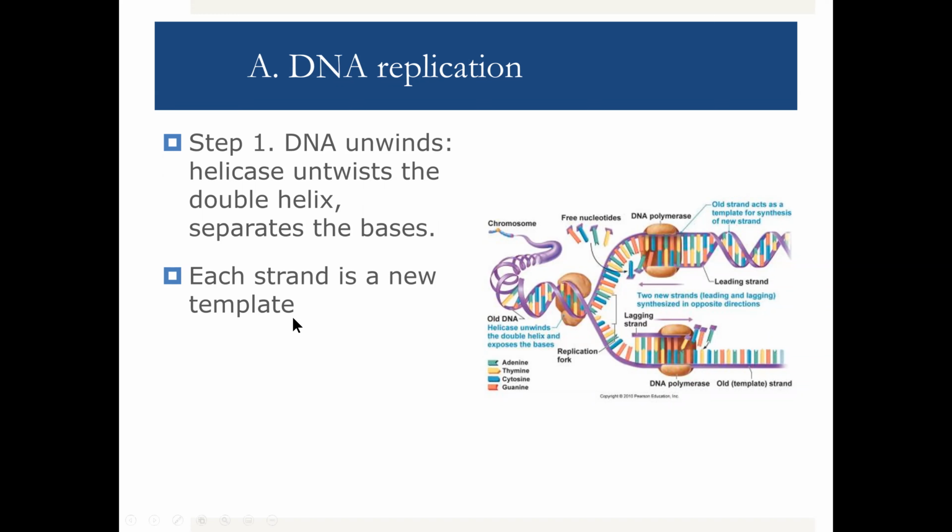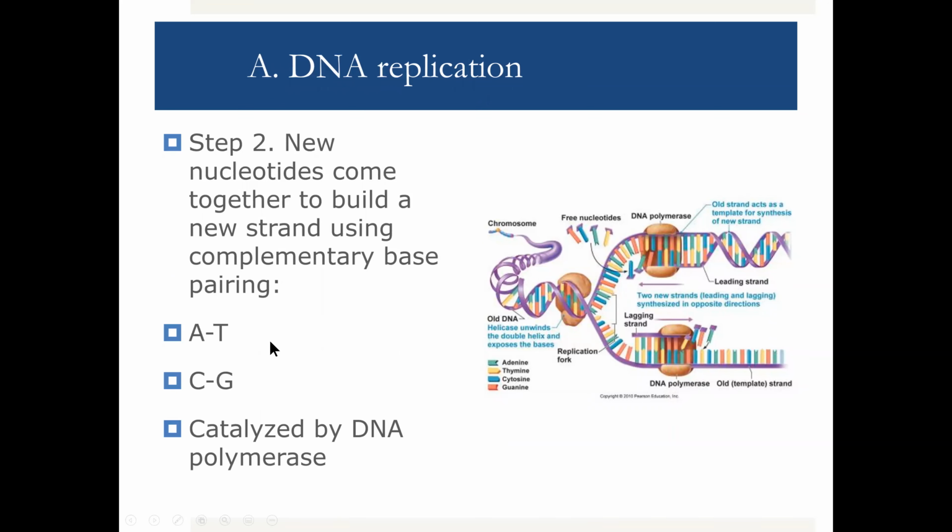So the DNA unwinds, the helix untwists, and it separates the bases. And we're going to pair the bases. So if we separated here and we had an A, then the new strand that's built is going to have a T. If we had adenine, we're going to have thymine. If we had cytosine, we're going to have guanine, and so forth until we get to the end of the strand.